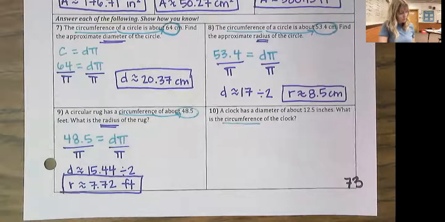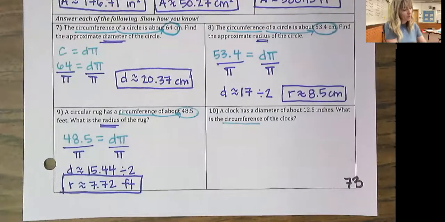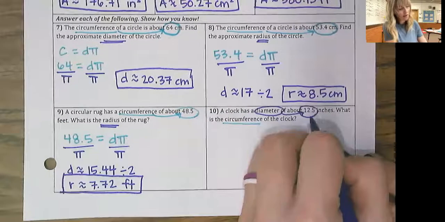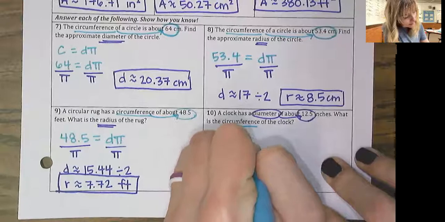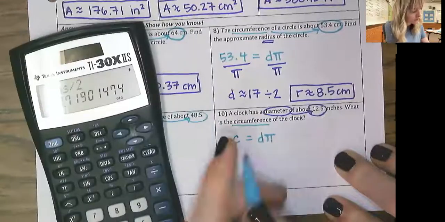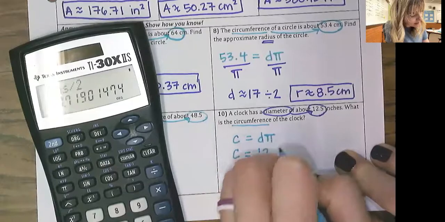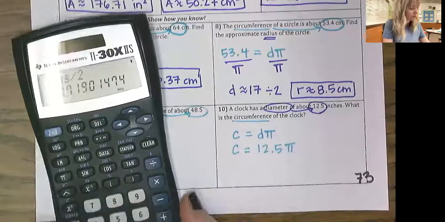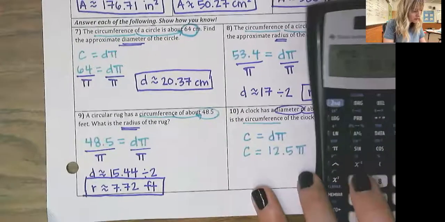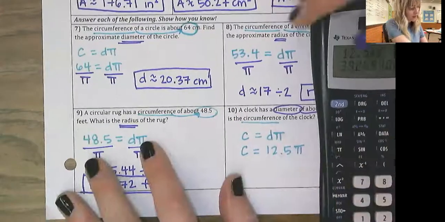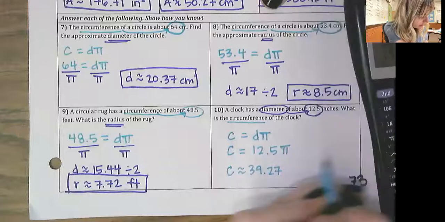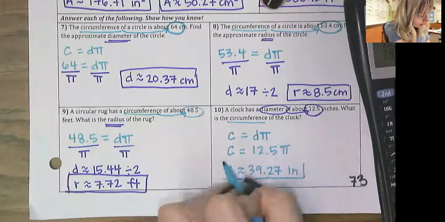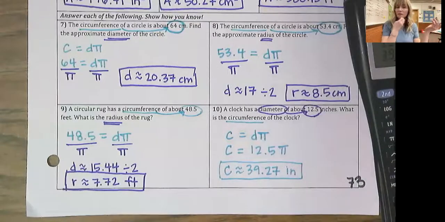Okay, one last question. Let's check it out. A clock has a diameter. Ooh, this one's giving me the diameter of about 12.5 inches. What is the circumference? This one's taking me back to the normal way. Circumference equals diameter times pi. This one wants the circumference and gives me the diameter. So I get to just plug it in and I don't have to divide by pi, I get to times by pi. 12.5 times pi. Okay, the circumference is approximately 39.27 inches. So got to be able to work forward and backwards for the circumference.